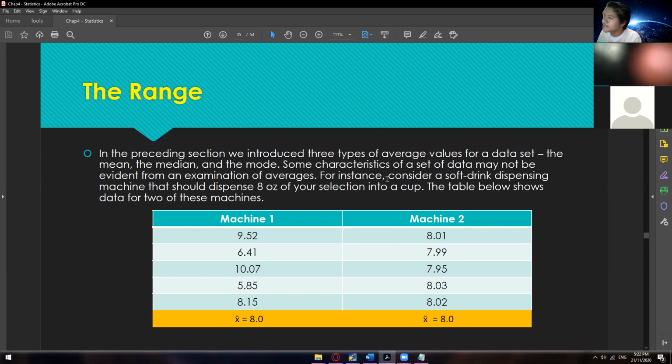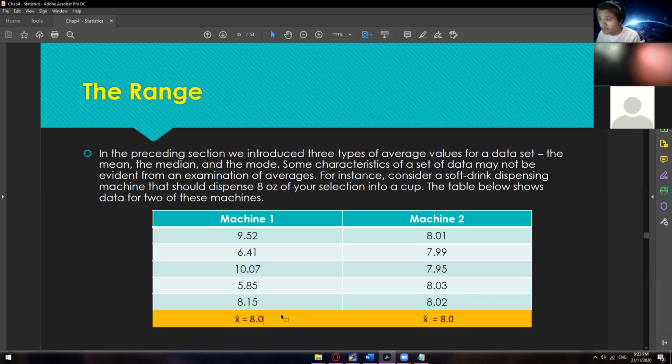For instance, consider a soft drink dispensing machine that should be dispensing 8 ounces of your selection into a cup. The table below shows data for 2 of these machines. We have one machine which dispenses 8 ounces, and the other one also dispenses 8 ounces. But looking at machine one, cup one dispenses 9.52 ounces, the second cup dispenses 6.41 ounces, and the others are 10.07, 5.85, and 8.15. If you get the average of these, you will get 8.0.